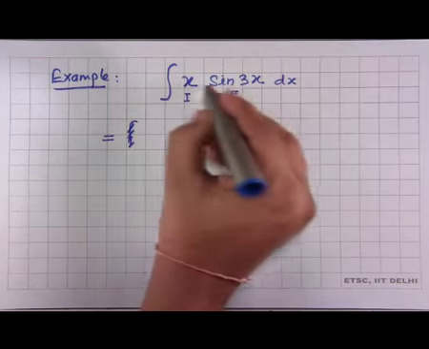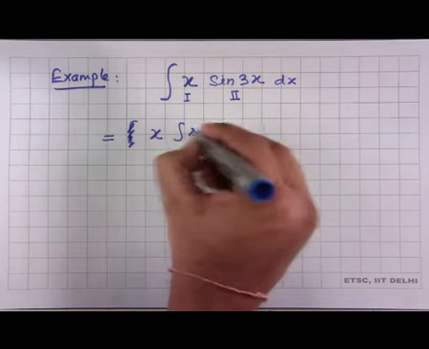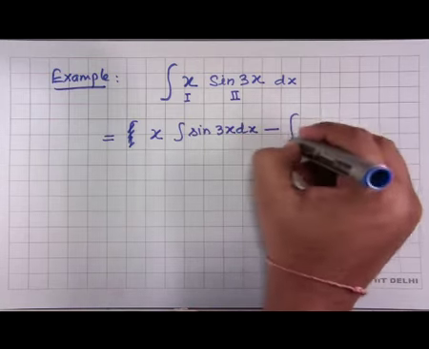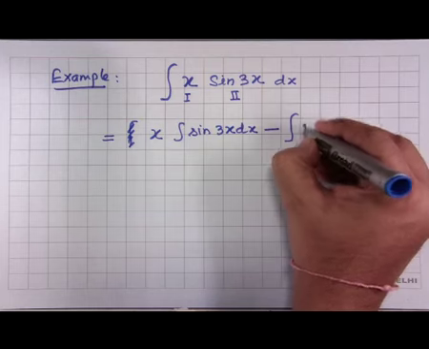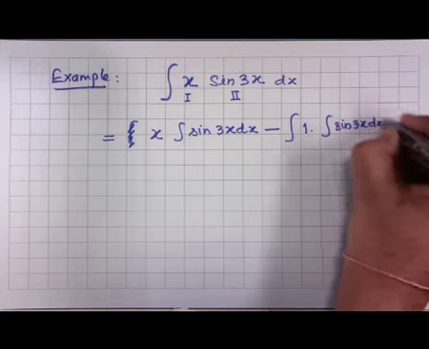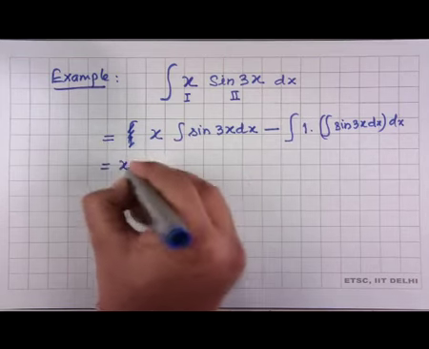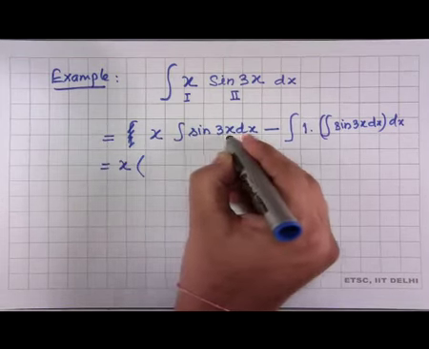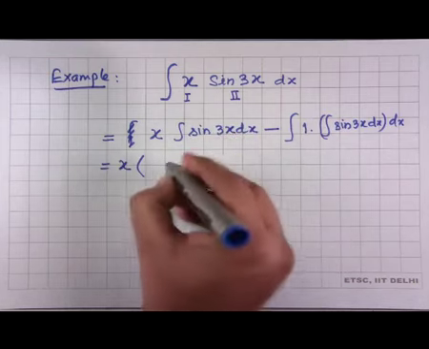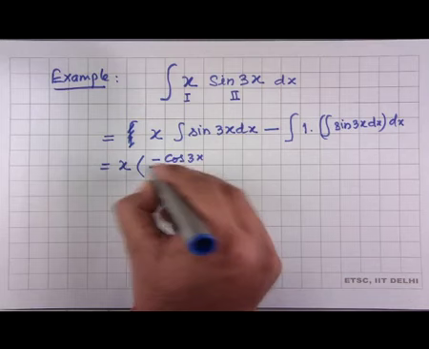Here the integration says first function integration of the second, minus integration of differentiation of the first integration of the second, whole integration. This gives me x. Integration of sin x, I know, is minus of cosine x, and this function is a linear term, therefore, I can write the derivative in the denominator. So, this becomes minus cos 3x over 3.